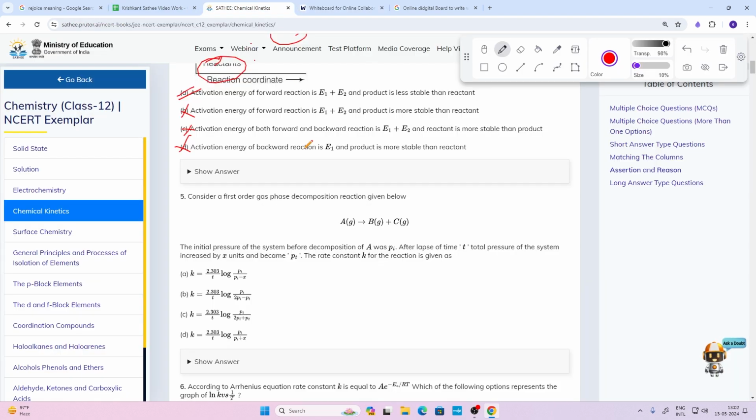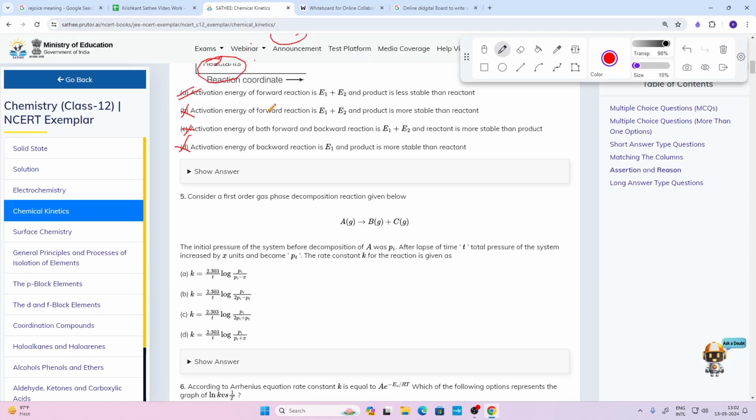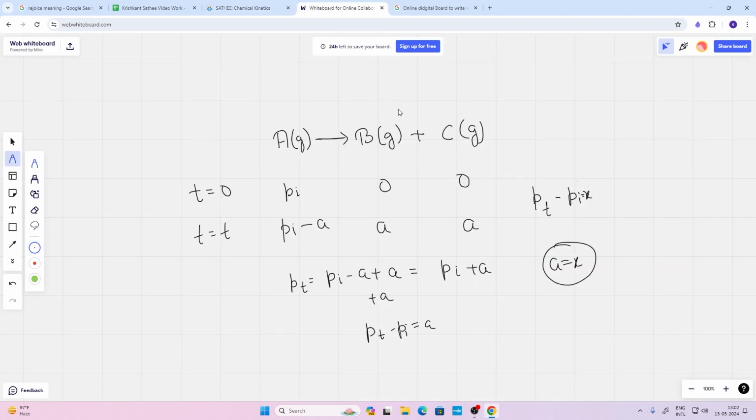Now the rate constant for the reaction is given as... What will be the rate constant of the reaction? So it is already given that it is a first order gas phase reaction. So we know that for a first order, rate is equals to what? It was not rate. So it was T is equals to 2.303 by K log initial by final.